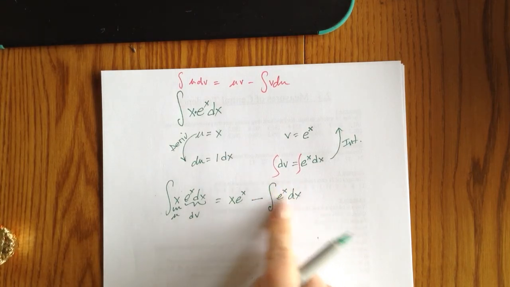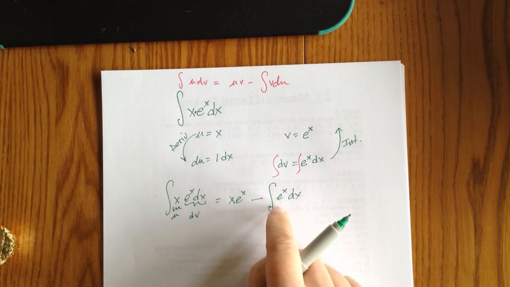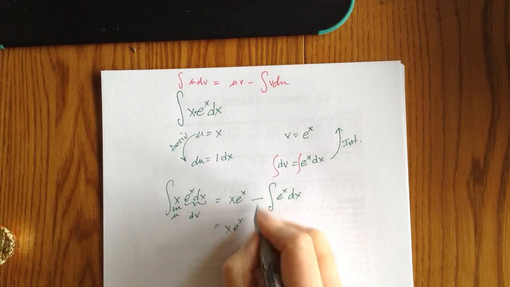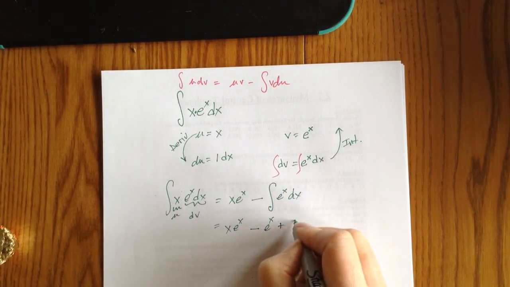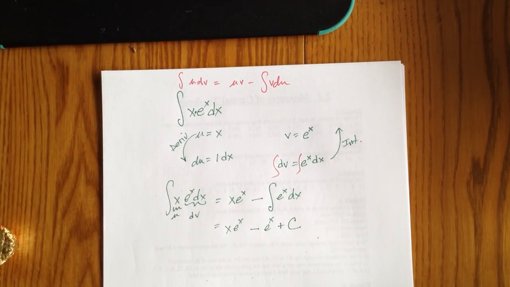This is a basic integration. This is something I know how to integrate. I don't have to do anything crazy with that. Integrate e to the x, get e to the x. Bring this term down. Bring the minus down. E to the x. Now put on your plus c. Integration by parts, theory, part 1.